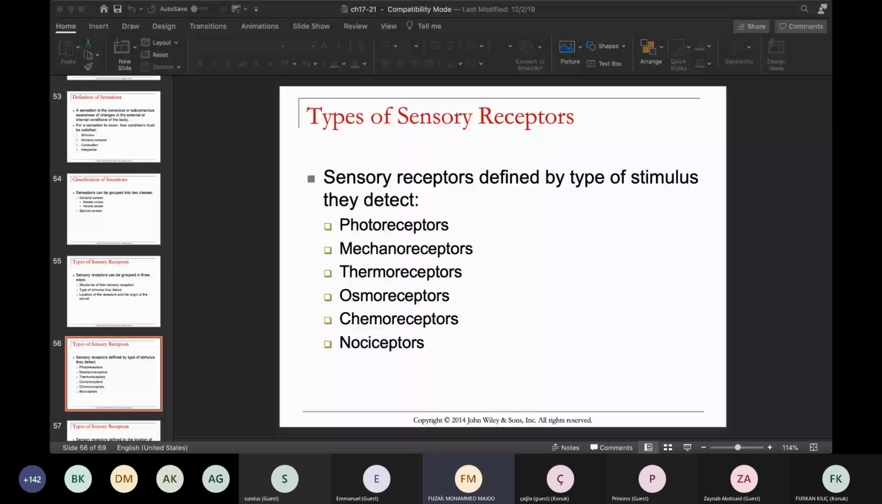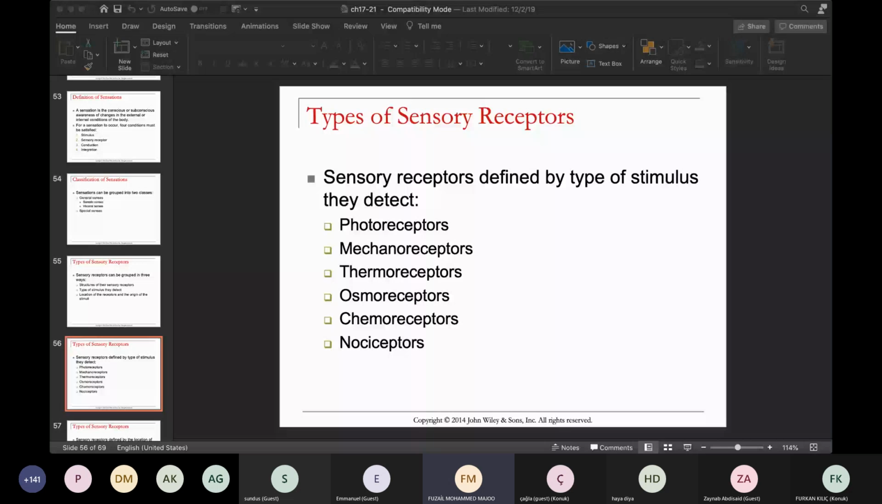Yes, sir. What do you think mechanoreceptors do? Touch or pressure. Very good, yeah. Mechanoreceptors are sensitive to mechanical stimulation like touch or pressure. Excellent. Very good, Haya.